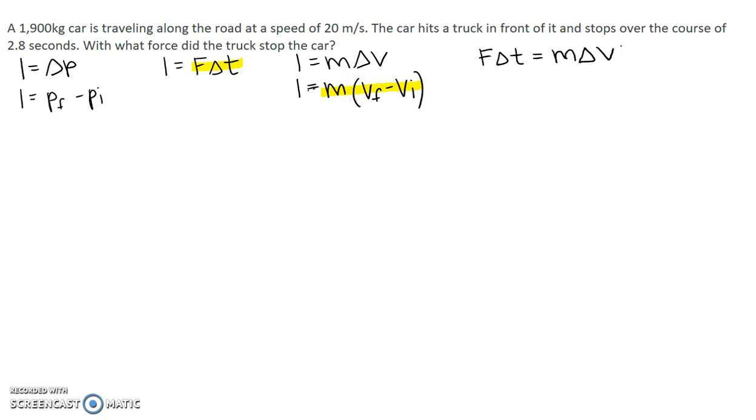Now let's list our variables and start to figure out what we're looking for. So we are looking to find force. Our equation has time in it. Our equation has mass in it. And change in velocity, which we said is VF and VI. Force is what we're looking for.